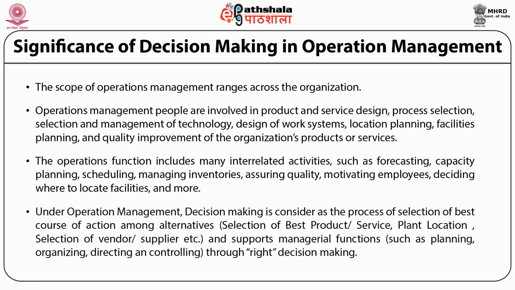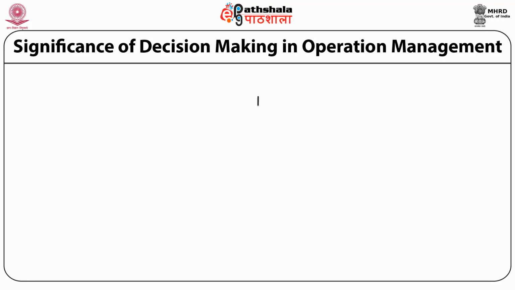Under operation management, decision making is considered as the process of selecting the best course of action among alternatives, selecting the best product, service, plant location, vendors, suppliers, etc., and it supports managerial functions such as planning, organizing, directing, and controlling through right decision making. The following figure shows the importance of operation managers.